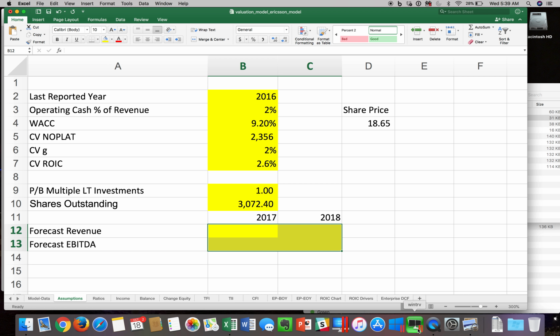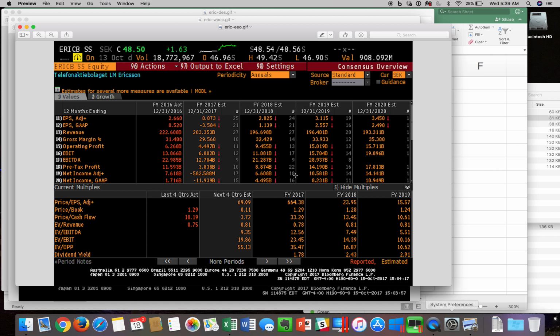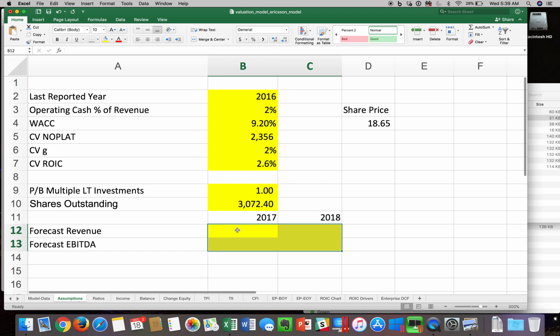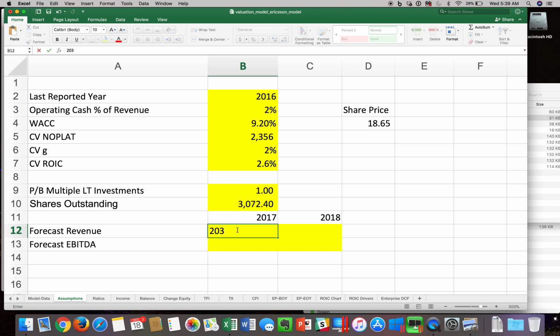So in this case, go back to preview. So for 2017, revenue 203,353.